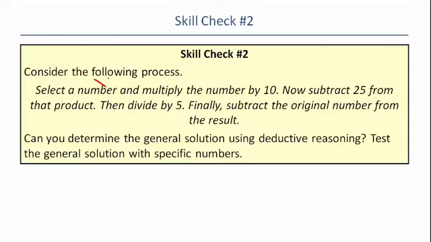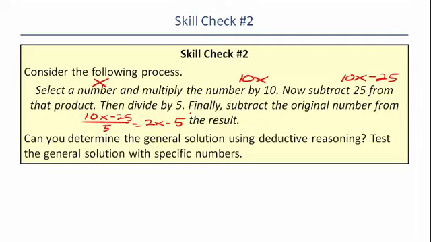Select a number, call that x. Multiply the number by 10. Now we have 10x. Subtract 25 from that product. So now we have 10x minus 25. Now divide that whole thing by 5. So we have 10x minus 25 all over 5. And when we divide all this by 5, we have to divide each piece by 5. So 10x divided by 5 is really 2x. And then, of course, 25 divided by 5 is just 5. So there's my 2x minus 5.